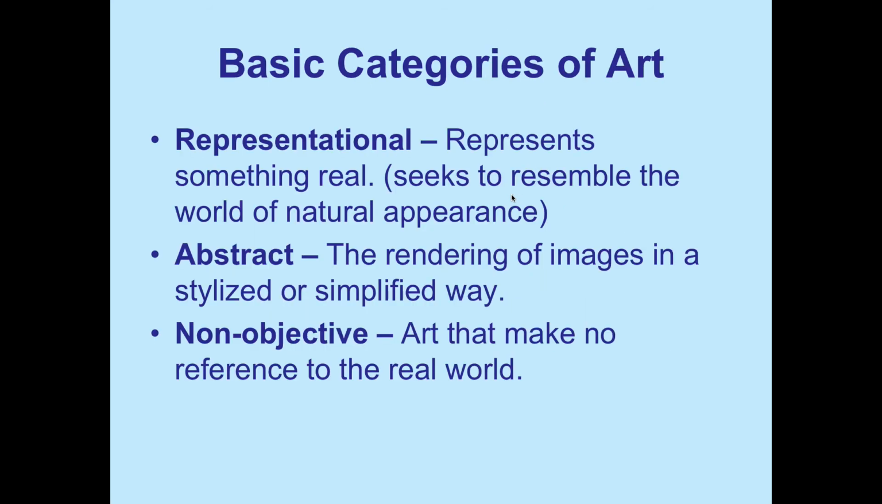Basic categories of art are representational. It seeks to mimic the real world very realistically. Some people substitute realism with that, but the proper name is representational. Abstract means that it's the rendering of images in a stylized or simplified way. In other words, it's distorted, but we still know what it is. And then non-objective contains the word right in it. It seeks to depict no object. It makes no reference to the real world.